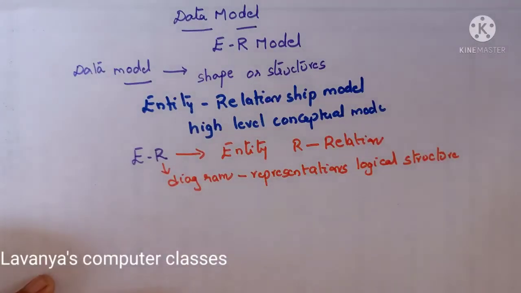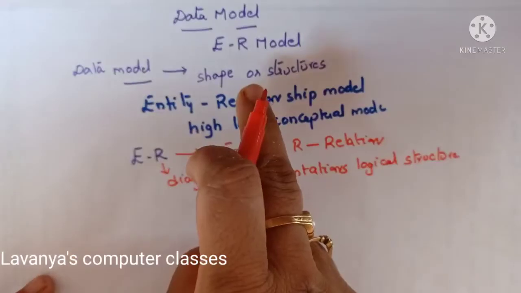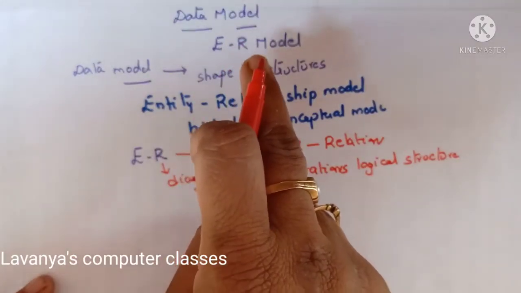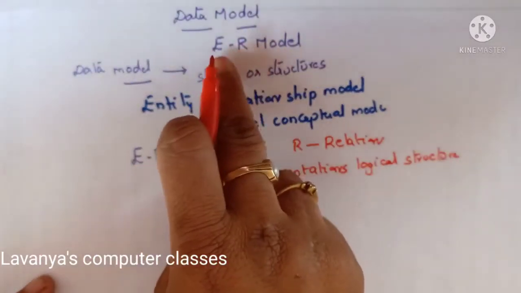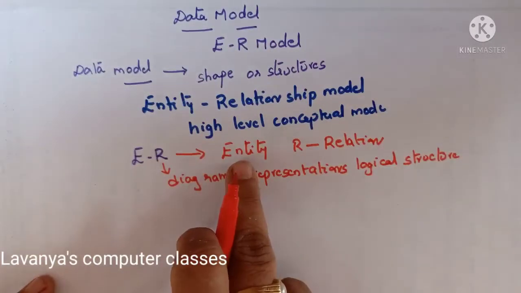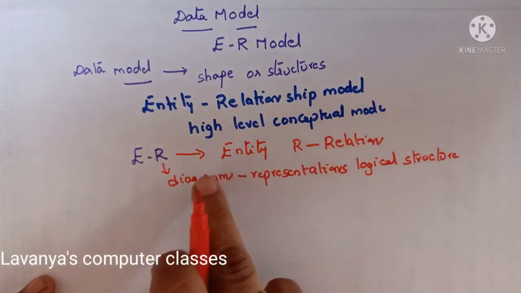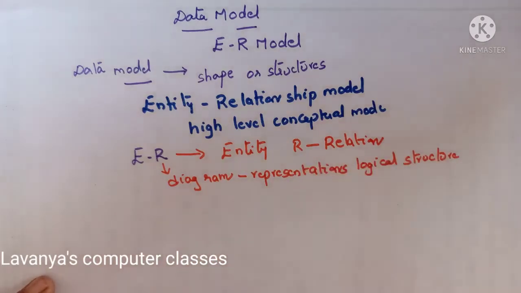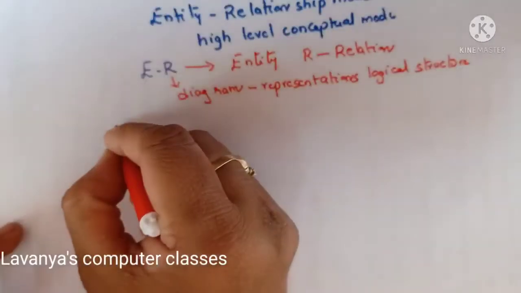It is a diagrammatic representation. That's why we need some symbols, a graphical representation. So many data models are there, and one model is the ER model. It explains only the logical structure of the database with entities and relationships, but it does not explain how it will be implemented. Implementation details are hidden.